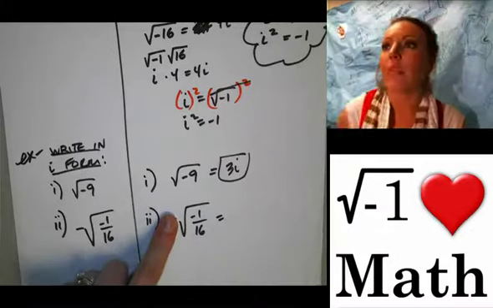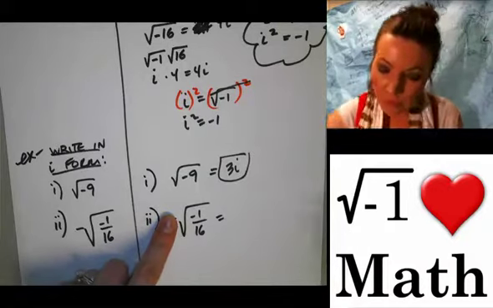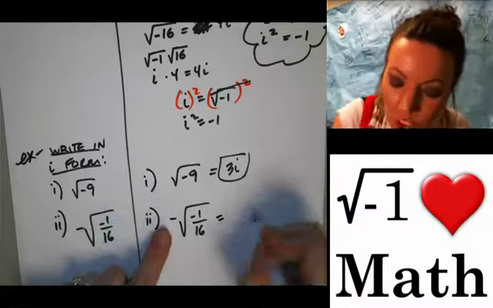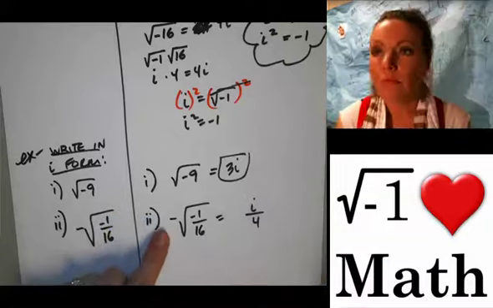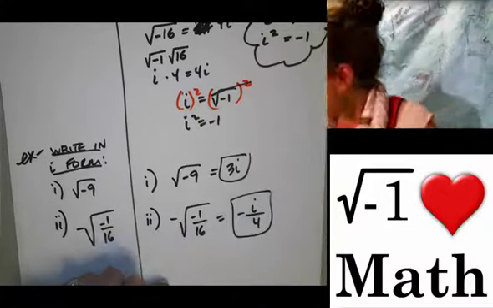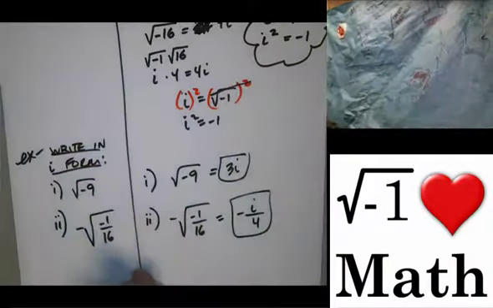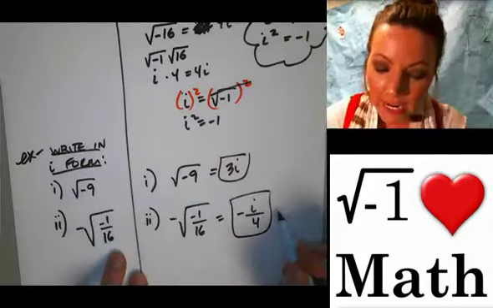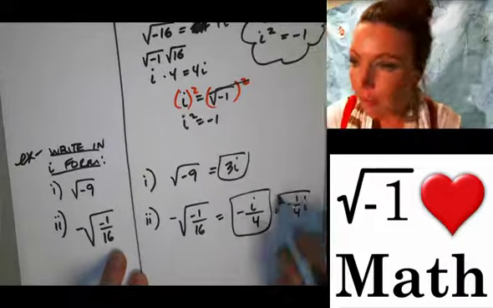Jared? Wouldn't it be 1/4 i? Good, and keep the negative in front. So i, 4, top and bottom, and then the negative in front. Excellent. Everybody give it up for Jared. Or if you wanted to write it as -1/4 i, that means the same thing.